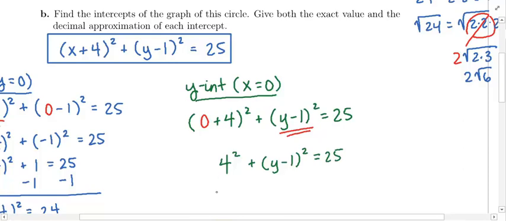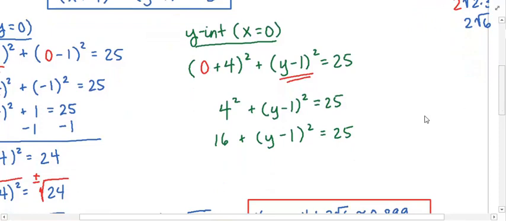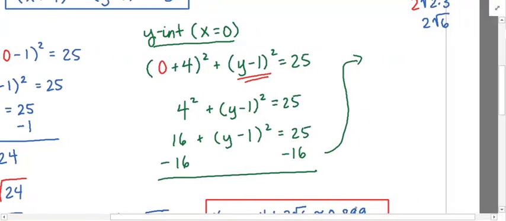And then 4 squared is 16. So I'm just going to write the rest of it. All right, and now we are trying to isolate the y minus 1 quantity squared. Okay, so we're adding 16 to that. So to undo that, we're going to subtract 16 from both sides. Okay, that's going to bring us up here. The 16s cancel on the left. We're going to get y minus 1 quantity squared is equal to 25 minus 16.